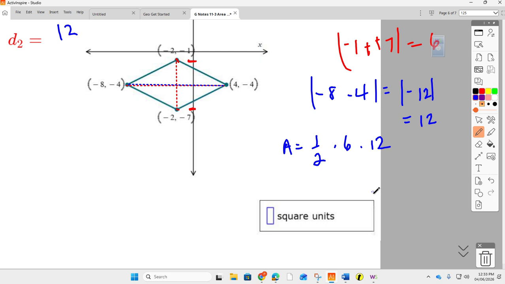What'd you get, Tori? What'd you get, Elizabeth? Anybody get something different? 36 is what I got. 36 square units.